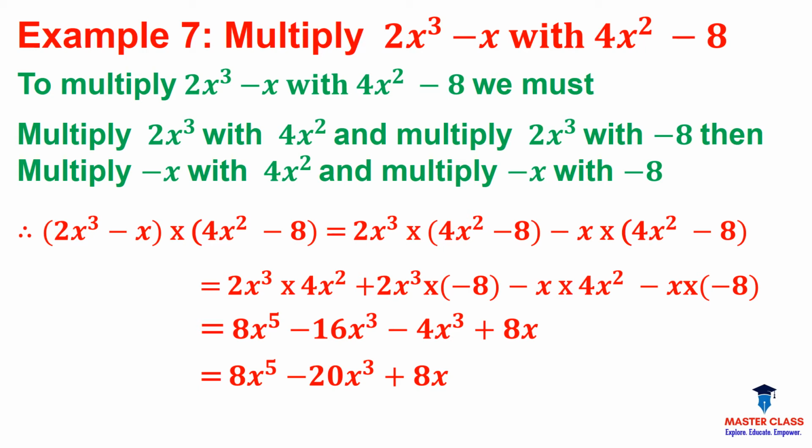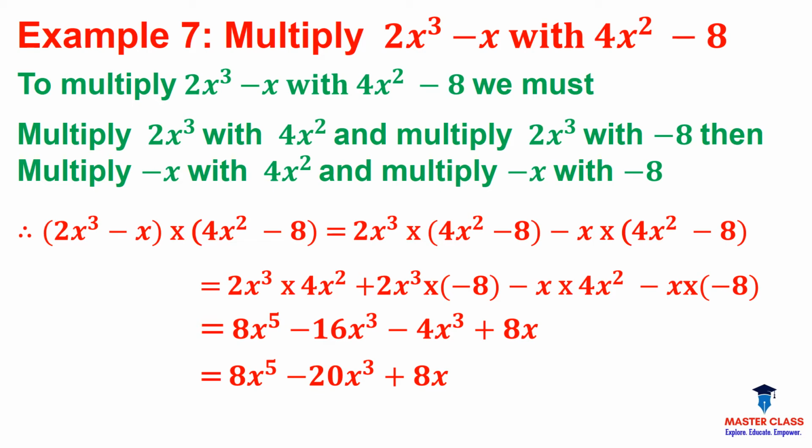Therefore, (2x³ − x)(4x² − 8) is going to be equal to 2x³(4x² − 8) − x(4x² − 8). Now multiply 2x³ with each term of the binomial 4x² − 8, namely 2x³ with 4x² and then 2x³ with −8.